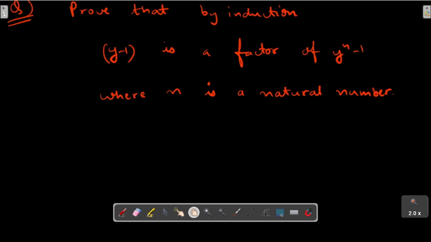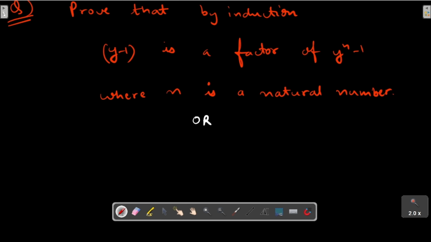...that by induction, y minus 1 is a factor of y to the power of n minus 1, where n is a natural number. Okay, so let's start this result. Can I state it in a simpler manner? y minus 1 is a factor of y to the power of n minus 1, right? That's there. So can I state it like this?